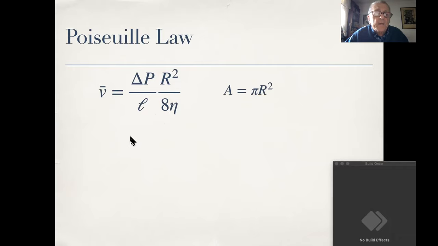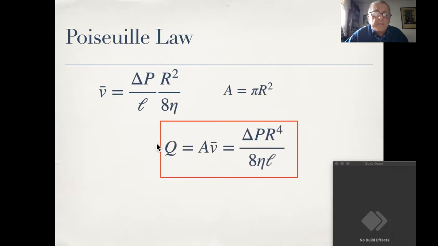The area of a pipe, the cross section of a pipe, is pi times R square. And we remember the quantity Q, the average rate of flow through this whole pipe. This is the area times mean velocity. And then the flow is proportional to the fourth power of the radius and inversely proportional to the viscosity coefficient.